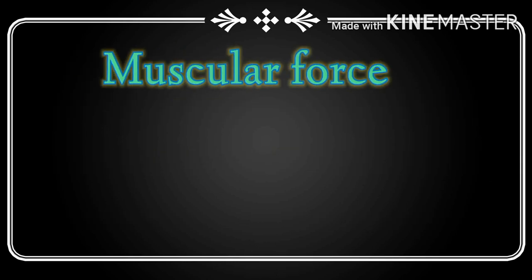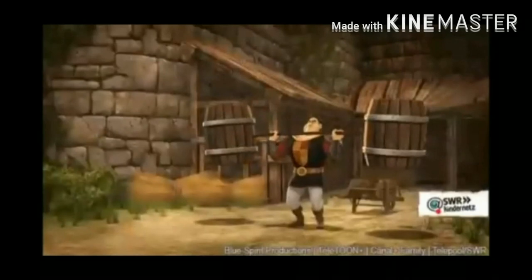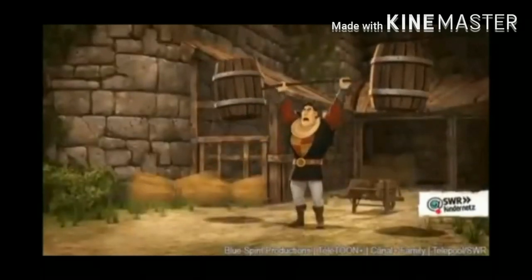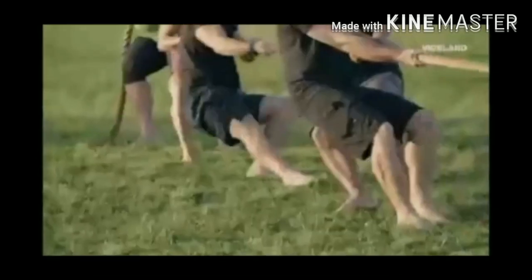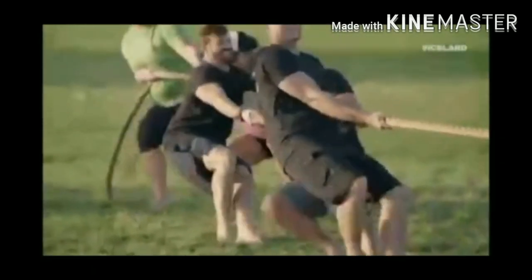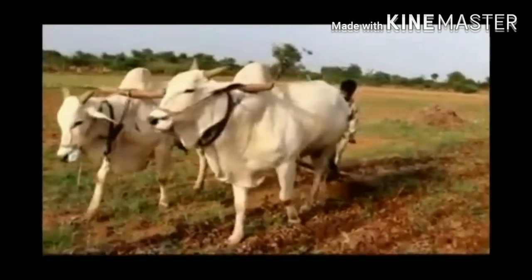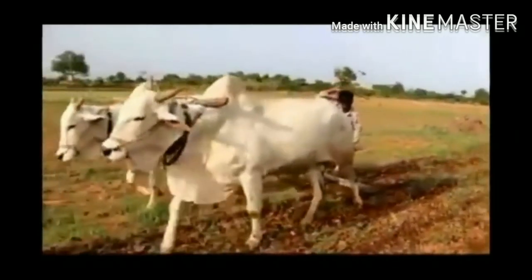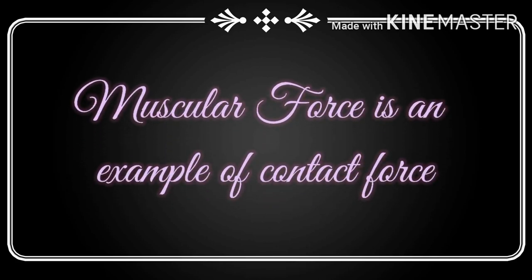Now, muscular force. The force resulting due to the action of muscles. So here we will use muscular force. We will apply the force by our muscle. To lift objects, we need to get into contact with that object. But here we are applying our muscular force. Similarly, to ride a bicycle also, we need to get into contact with it. To pull or push objects, we need to get into contact. Not only that, animals also do many works by using their muscular power. Here also contact is compulsory. That's why we can say that muscular force is an example of contact force.